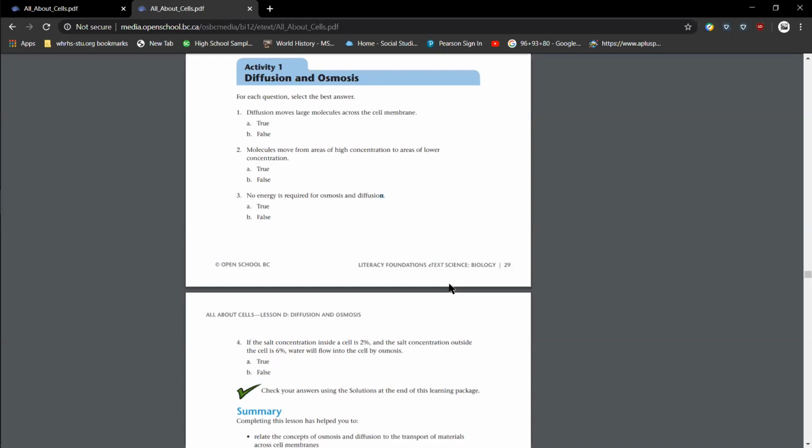The way I came to that conclusion is that the only two things that make up the solution, based on what we're given, are salt and water. If the salt concentration inside is 2%, water must be the other 98%. And if the salt concentration outside is 6%, water must make up the other 94%. So inside the cell the water concentration is 98%, and outside it is 94%. That means the water is going to flow out of the cell by osmosis. That is how you would figure out that problem.